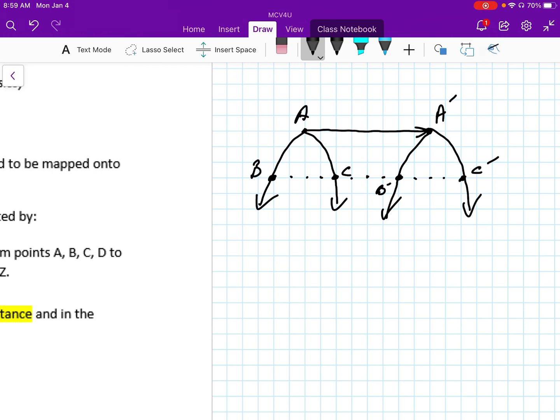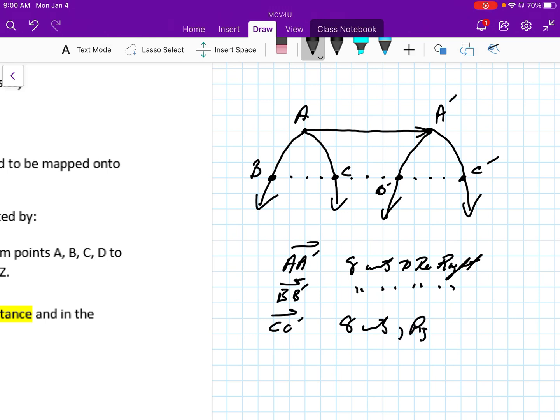Okay, now we did that shifting left, right, up, and down. We didn't take note of basically what the vector would be, right? We can have a vector here. We know that vector A prime is 8 units to the right. Well, notice vector B prime is also 8 units to the right. Vector C prime is also 8 units to the right.